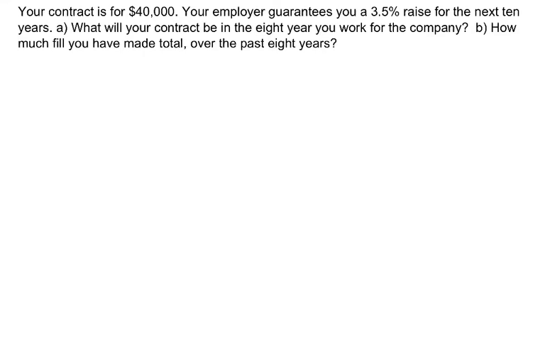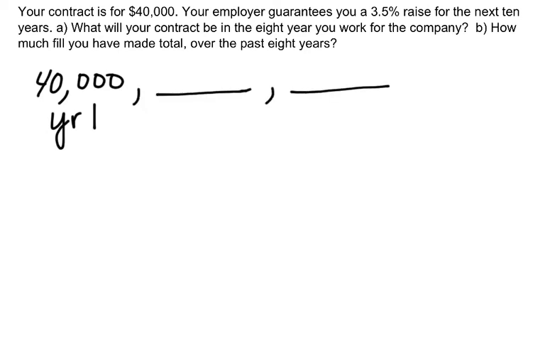So let's first look at the first few terms in this sequence. It says that we're getting a contract for $40,000. That's our money amount in year one. So we're interested in finding out, okay, what does this look like for the next few years? For example, in year two, how much money am I making if I'm being guaranteed a 3.5% raise?